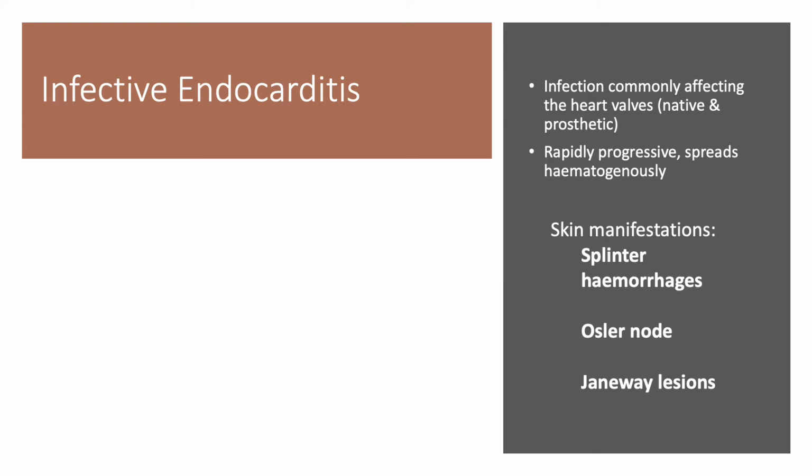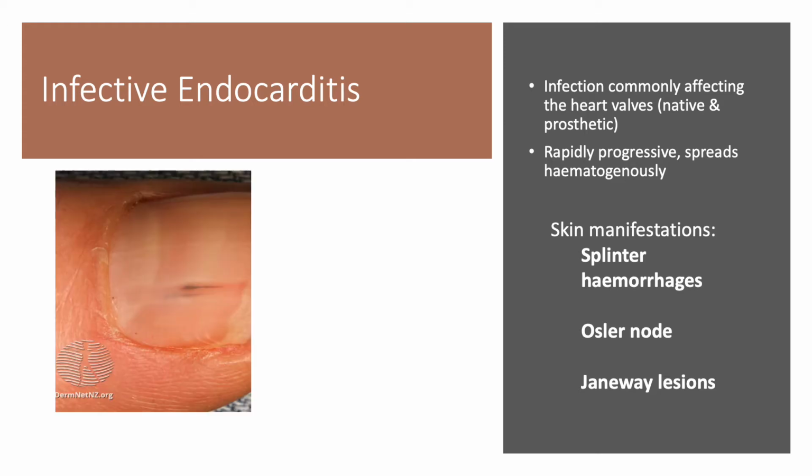So the skin manifestations of infective endocarditis are thought to be a result of septic emboli and immune-mediated reactions. The first of these skin manifestations are splinter hemorrhages. So this is what a splinter hemorrhage looks like. It's basically a leakage of blood into the epidermis of the nail bed, and these are really common and important signs to look for on the hands during a cardiovascular exam in order to rule out infective endocarditis.